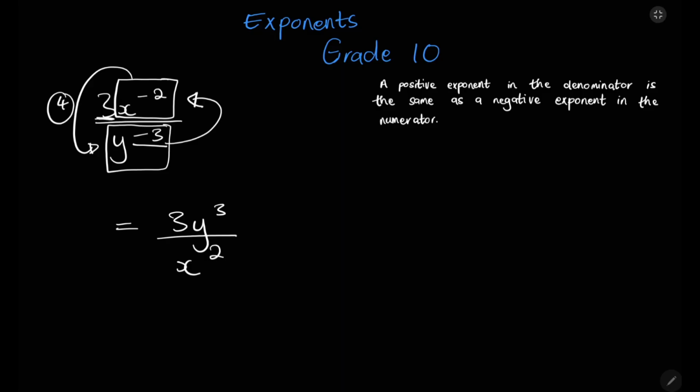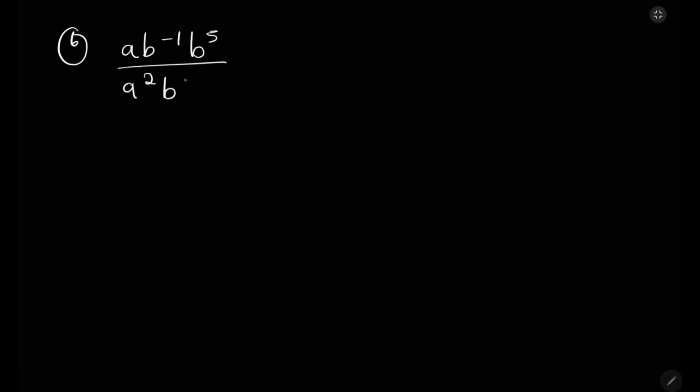Remember, your exponent changes. Now let's try the last example under negative exponents. Number 6, let's try ab to the power negative 1, b to the power 5 over a squared b to the power negative 2, a to the power 7. How do we solve this?